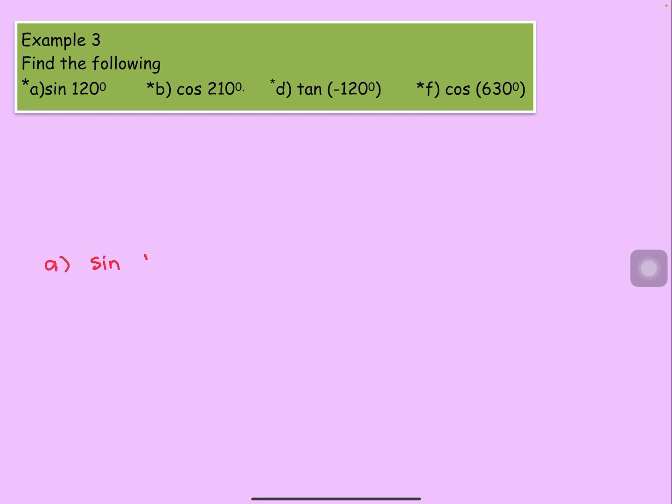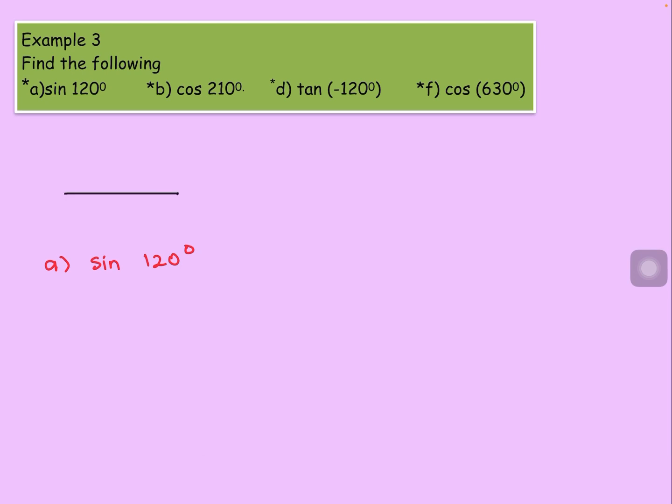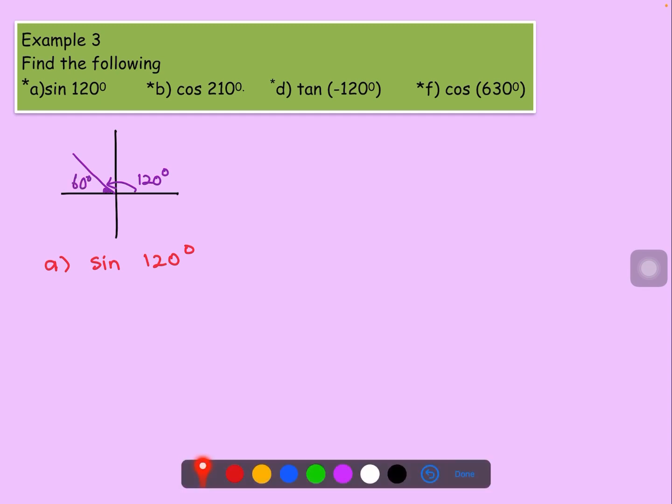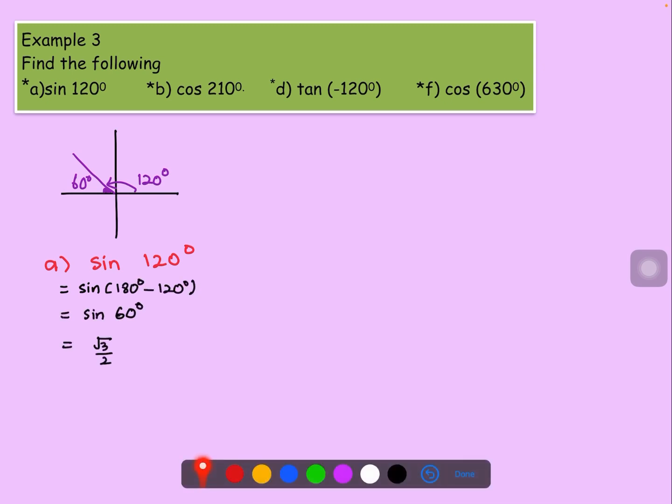We go to the first one, sine 120 degrees. It must be in the second quadrant, 120 degree, and the acute angle must be 60. Sine 180 degree minus 120, so we have sine 60. It is positive because sine is positive in the first and also in the second quadrant. The value is root 3 over 2.